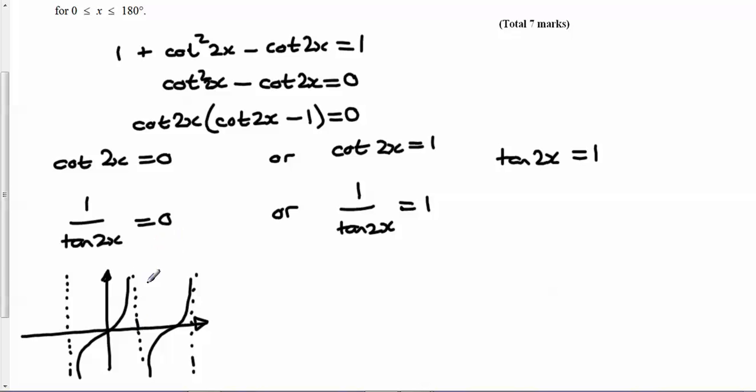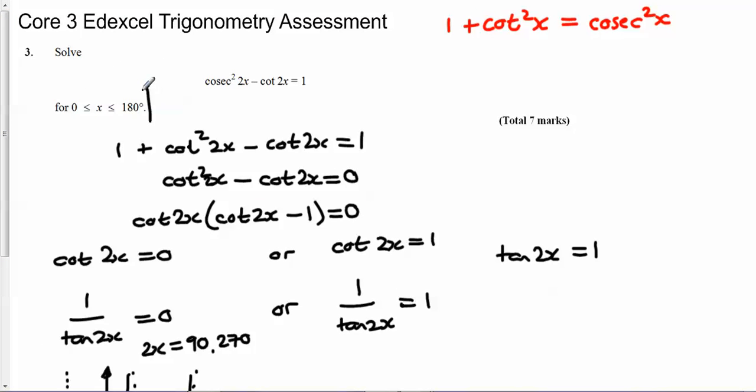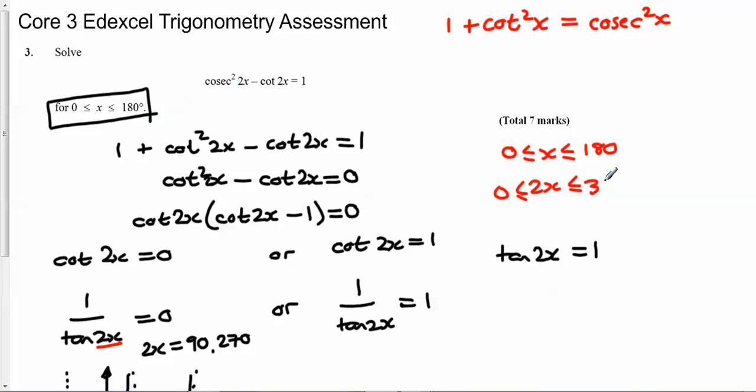So in fact, to make that happen, 2x has got to be 90 or 270. Now at this point you might be thinking, why did you put 270? Because you can see here it says for x from 0 to 180. The important point to note is that if x is from 0 to 180, we're solving for 2x, so we're going to need to change our range to 2x, which means we're going to need to double it. And that's why 270 counts.